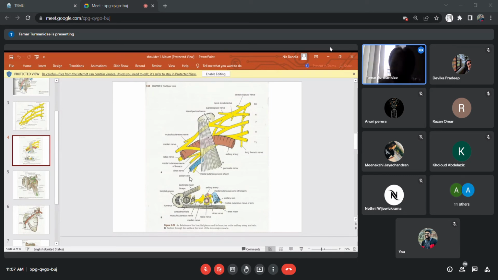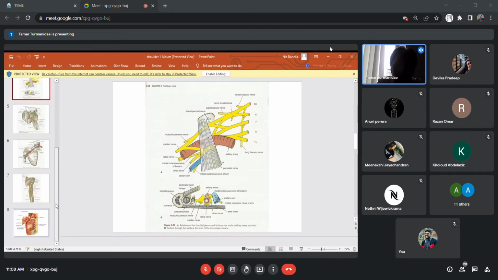So in the subpectoral triangle, most medially we have the axillary vein. The artery is located laterally. Medially to the axillary artery is located the ulnar nerve and cutaneous nerves, the medial cutaneous nerve of the arm and the medial cutaneous nerve of the forearm. Laterally to the artery is located the musculocutaneous nerve. Anteriorly to the artery is located the median nerve, and posteriorly to the artery is located the radial nerve and axillary nerve.